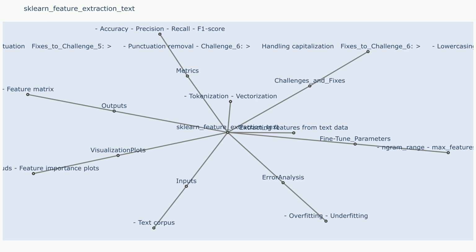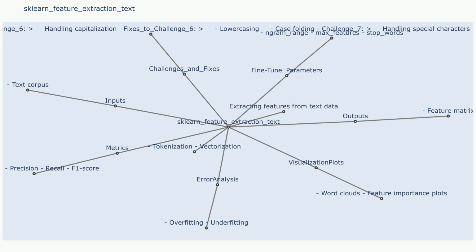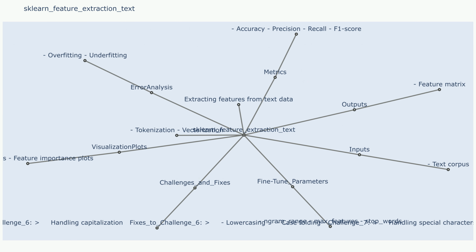Challenge 2. Sparse data. Text data often results in sparse feature matrices, where most values are 0. Sample use case. A document containing only a few words from a large vocabulary will have a sparse feature vector with mostly zeros. Fixes. Sparse matrix representation. Use libraries like SciPy's sparse matrices to efficiently store and process sparse data. Sparse matrix operations. Use algorithms specifically designed for sparse data, such as L1 regularization or sparse PCA.